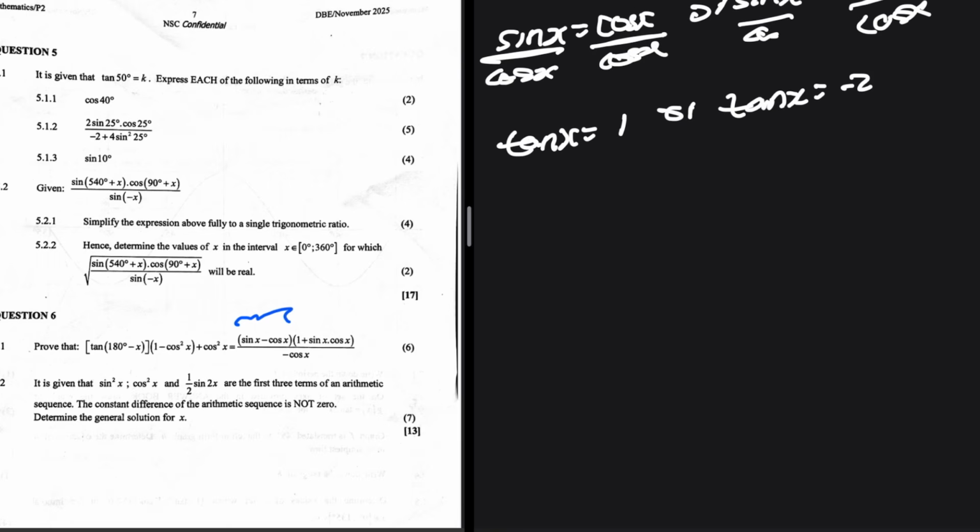And then if I do tan inverse of 1, I will have x being equal to 45 degrees plus k 180 degrees. I have k 180 because the period for the graph of tan is 180. Or, tan inverse of negative 2 will give me x being equal to negative 63.43 degrees plus k 180.